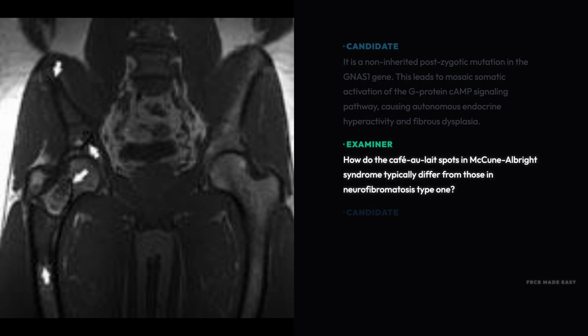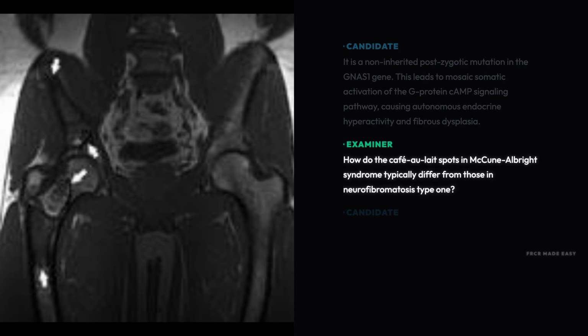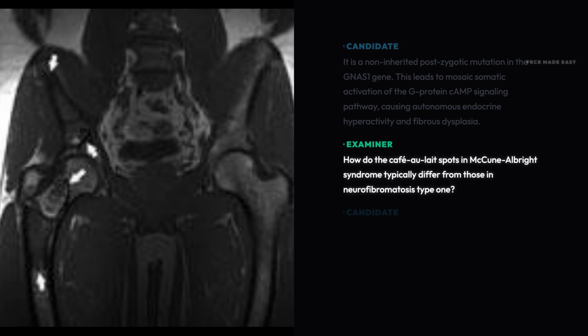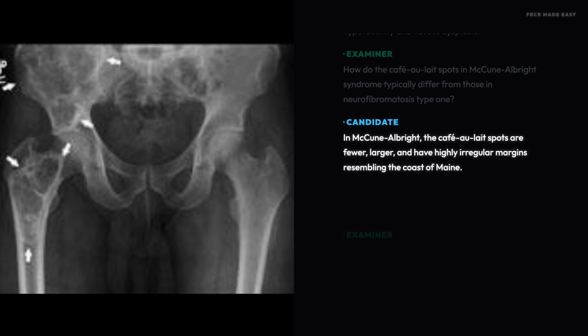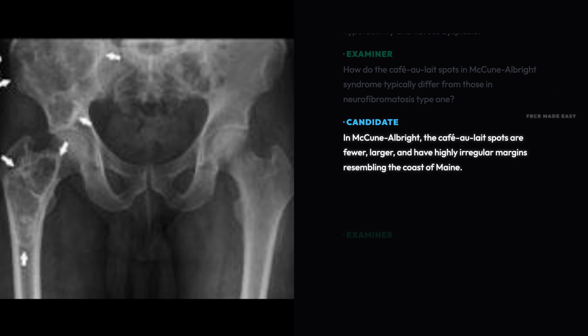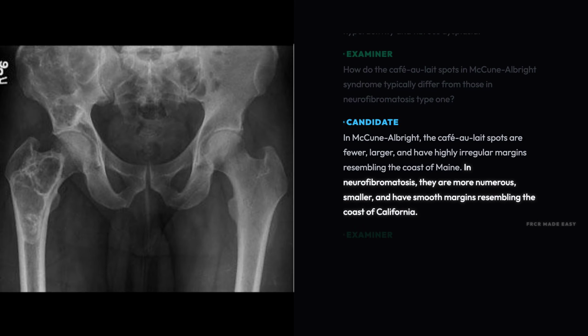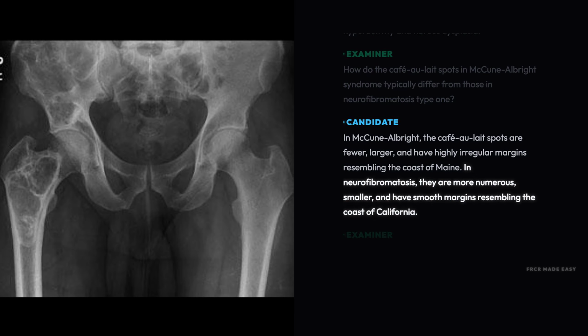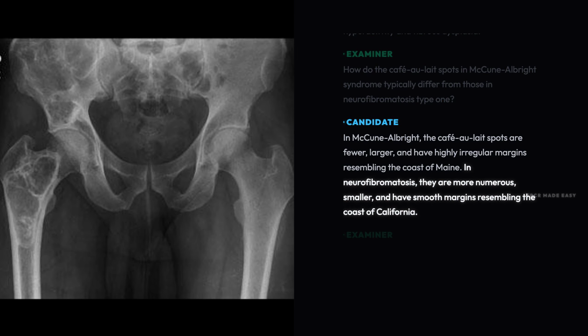How do the café-au-lait spots in McCune-Albright syndrome typically differ from those in neurofibromatosis type 1? In McCune-Albright, the café-au-lait spots are fewer, larger, and have highly irregular margins resembling the coast of Maine. In neurofibromatosis, they are more numerous, smaller, and have smooth margins resembling the coast of California.